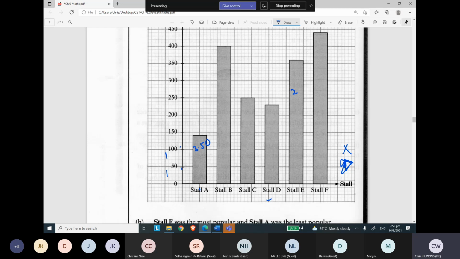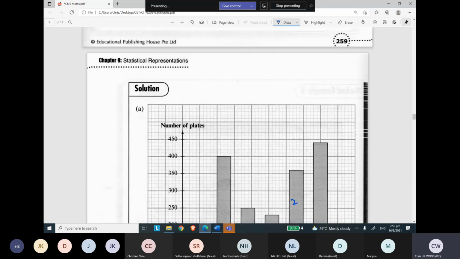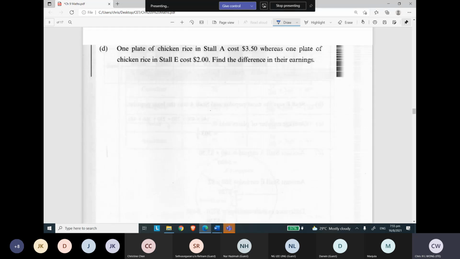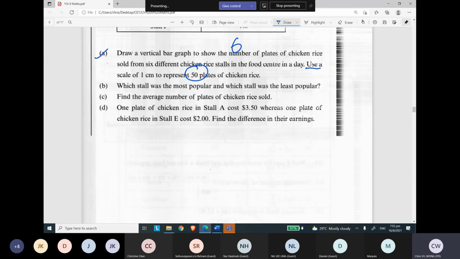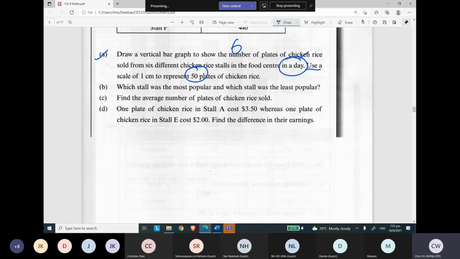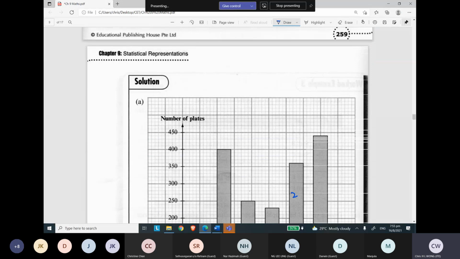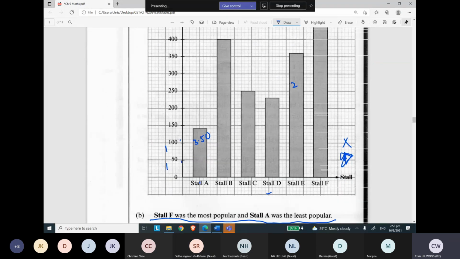If in the end this is considered one day, the number of plates sold in 1 day, correct? It's 1 day. So what you want to do is find out how much he earned. How much he earned depends on how many plates he sold, isn't it? So this is how many. Okay, if I ask you, this one is 150. How much is this? Can somebody tell me?